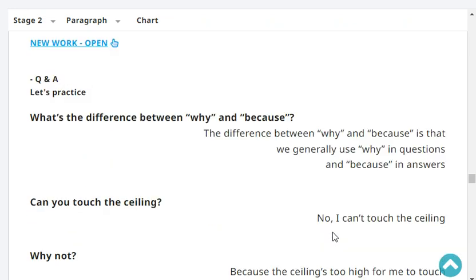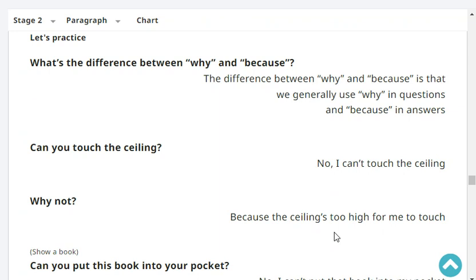Very good. Okay, what's the difference between why and because? The difference between why and because is that generally we use why in questions and because in answers.